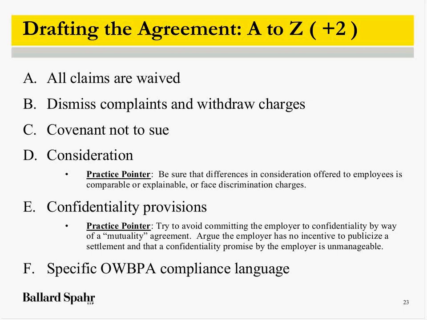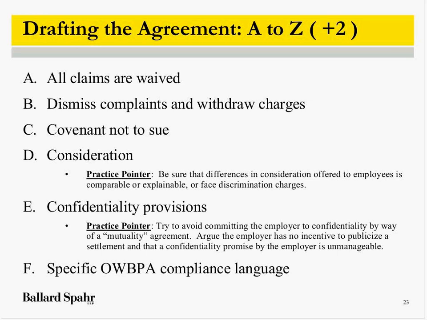Covenant not to sue. In a non-ADEA OWBPA context, covenants not to sue are enforceable. However, remember, under the OWBPA, make expressly clear that the employee retains the right to challenge in court the validity of the settlement agreement. Practice pointer, consider adding language specifying that the employee is prohibited from suing on a released claim without first obtaining a final determination in court that the release is invalid.